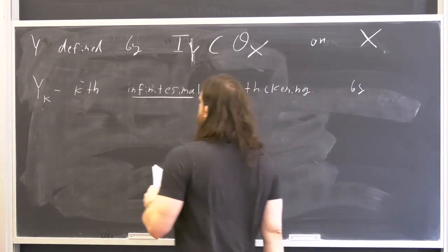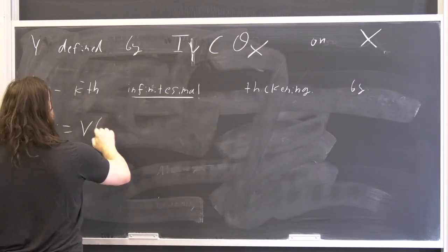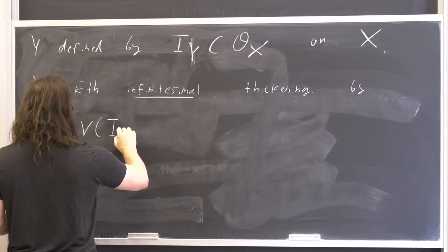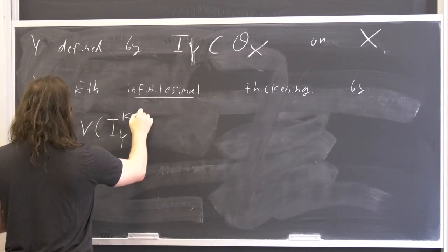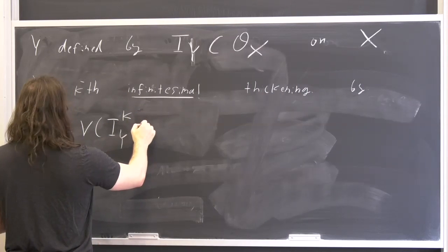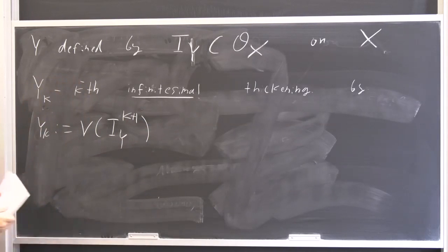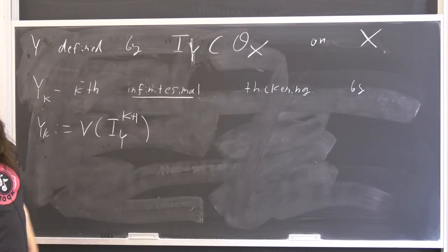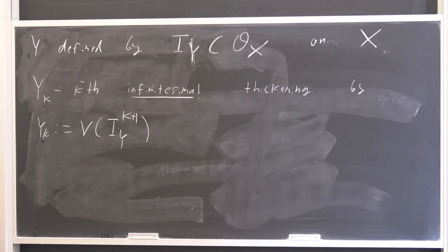by the vanishing not of I_Y, but of I_Y to the power of k, or k plus 1, that's how I index it. Let's say k plus 1, that's how I use it. So Y sub 0 is equal to Y, and then Y sub 1 is I_Y squared, and the idea is that it gives you tangent information, then you keep going, you get more and more infinitesimal information.